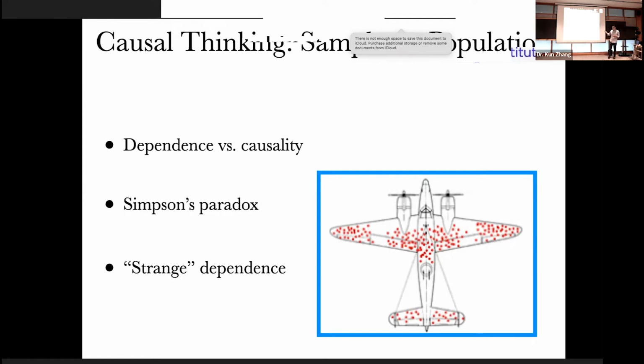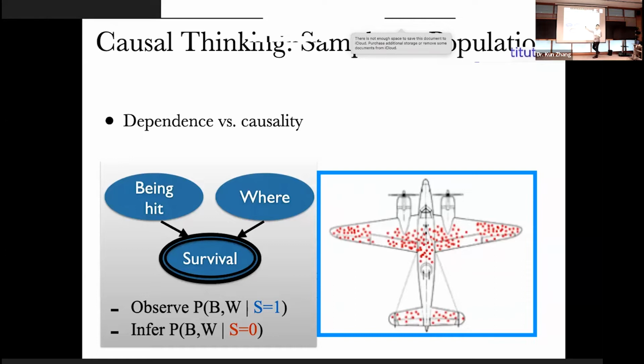Why? Because in order to answer this question, first of all, we have to come up with a story. If we don't have a causal story, then we don't have an answer, and different causal stories can give you different answers. Specifically here, being hit and where it's hit are causes of, say, survival. Then we only observe data points corresponding to survival equal to 1, because they survived. And then we want to infer something about the aircraft that failed to come back. In order to infer the information of the aircraft that failed to come back, we have to make use of some domain knowledge. So in order to answer a lot of questions, we have to rely on not only the data, but also the underlying process, right? Okay.